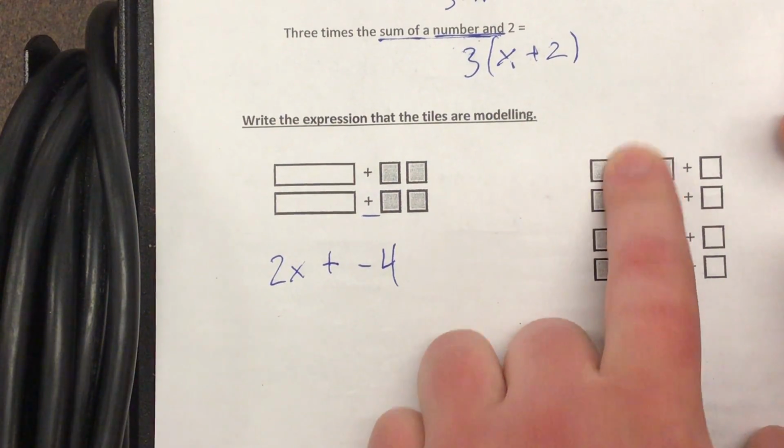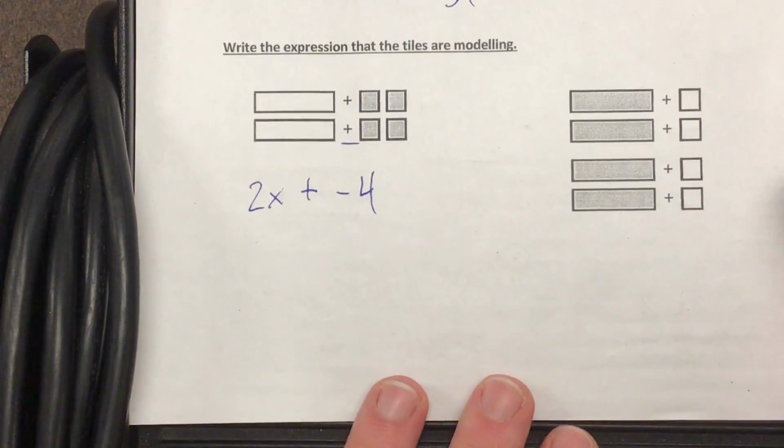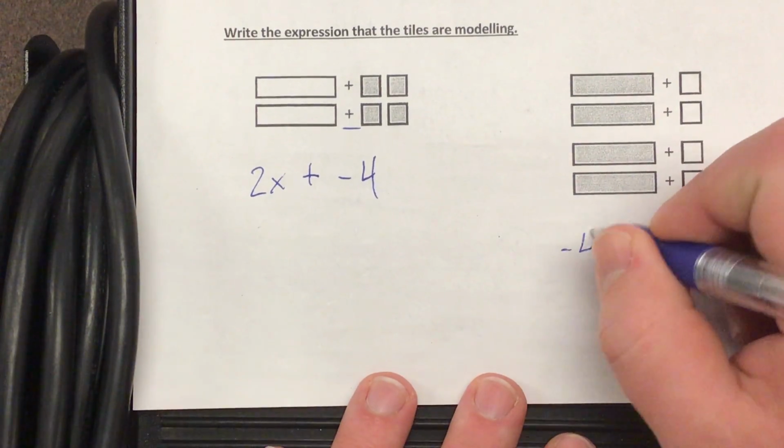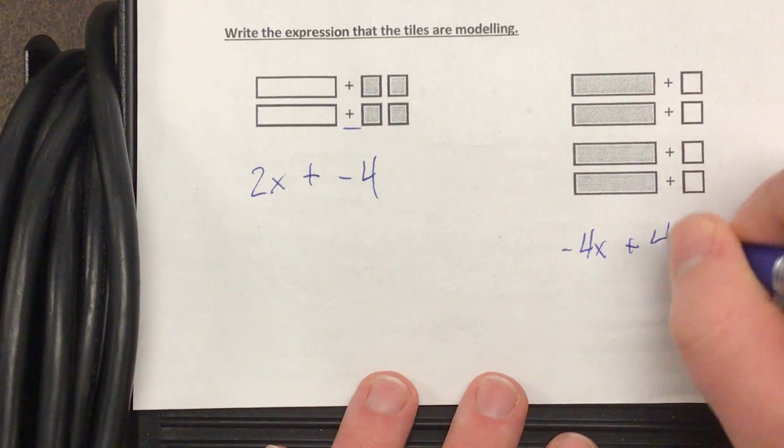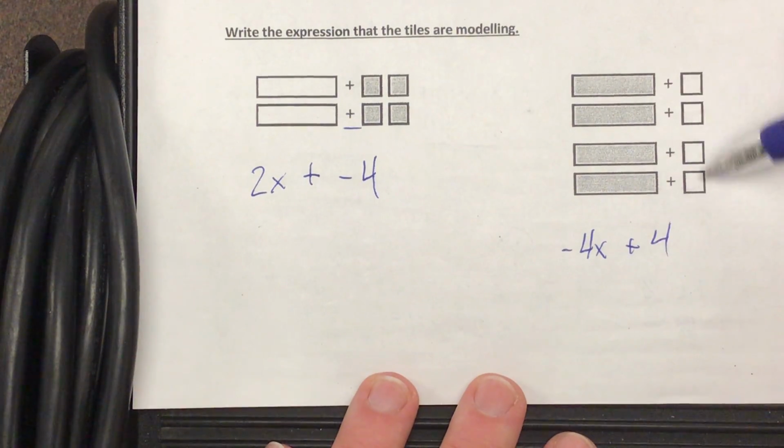Now we have 4 shaded rectangles. Negative 4x plus 4 on that one, because we have 4 open squares.